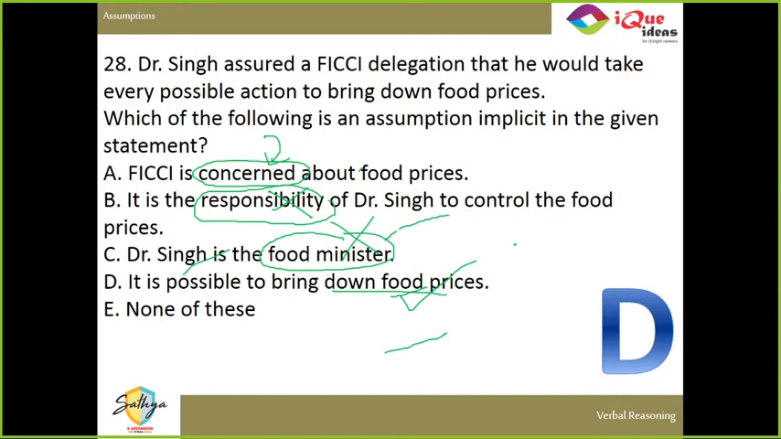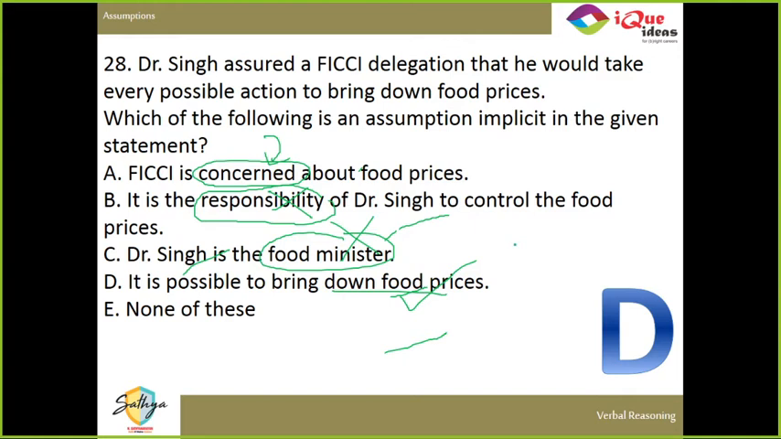The best possible option here is D. Param, if he is making a speech, then he is concerned. Fine. But the option is FICCI is concerned. FICCI doesn't have to be concerned. Right? He is just telling what all he is doing.